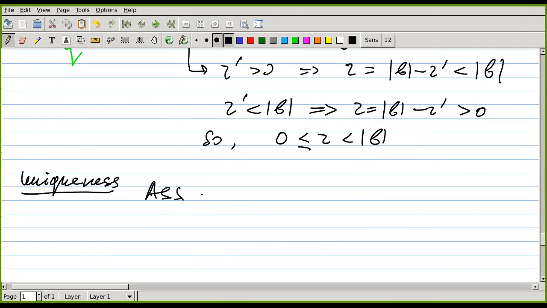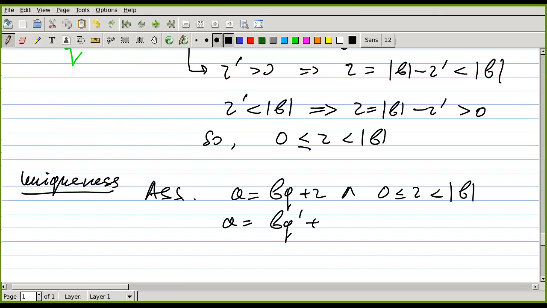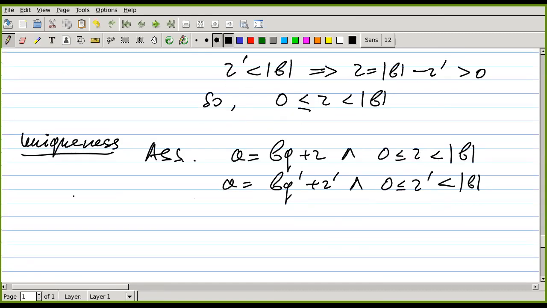Assume that we have two such pairs. So A equals BQ plus R, and R is between 0 and the absolute value of B. And on the other hand, A equals BQ prime plus R prime, and R prime is in the same range. Is it clear? Yes. The idea is the same. Let's consider the difference between R and R prime, and in fact, the absolute value of that difference. That is A minus BQ minus A minus BQ prime.